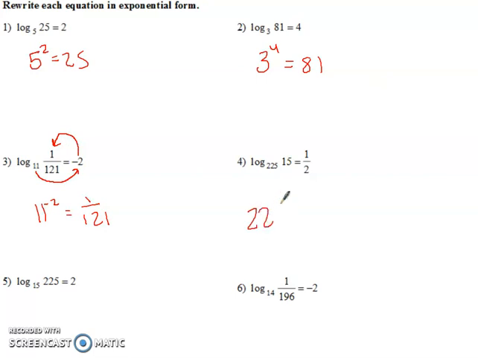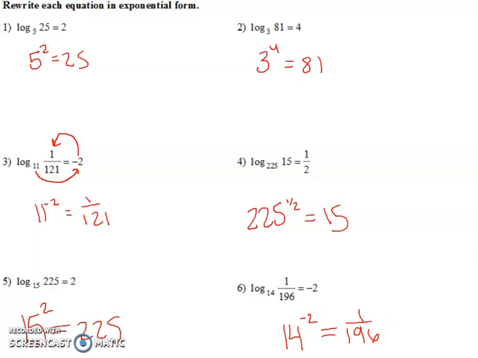So the base is 225, exponent is 1/2 equals 15. Base is 15, exponent 2 equals 225. Base is 14, exponent is negative 2 is 1 over 196. And those would be your 6 answers for these 6 questions.